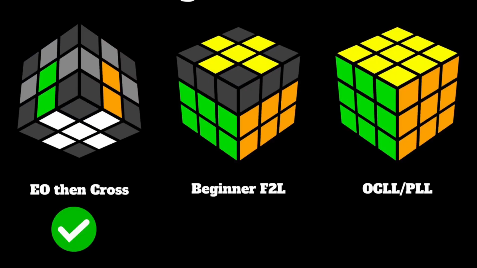Once you know how EO works, the next thing you should learn is beginner F2L. This is very similar to how it is in the method called CFOP, and there are about 1 billion good tutorials on it for CFOP out there already, so I'm not really going to cover it. If you want to learn it, just go to a CFOP tutorial.